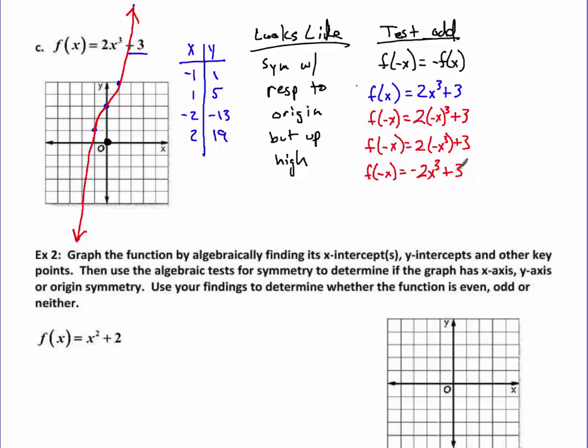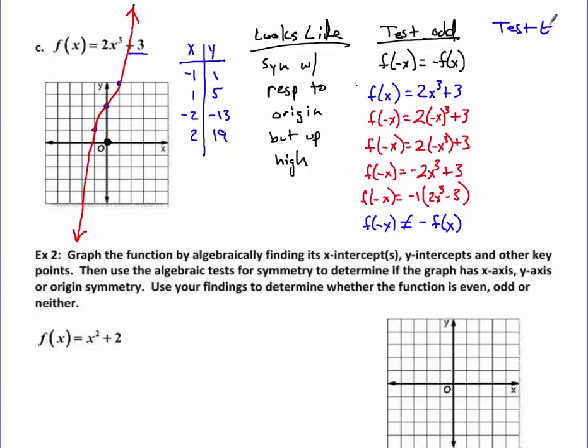And you think, well, that doesn't look exactly like that, but we could try that little trick from earlier where we take out a negative 1. That usually helps with stuff. So we take out a negative 1 and we get 2x cubed minus 3. Well, that didn't help because it changed that sign to negative. We could keep working with this, but what we're going to find is that there's really nothing we can do. So f of negative x does not equal negative f of x. So it's not odd.